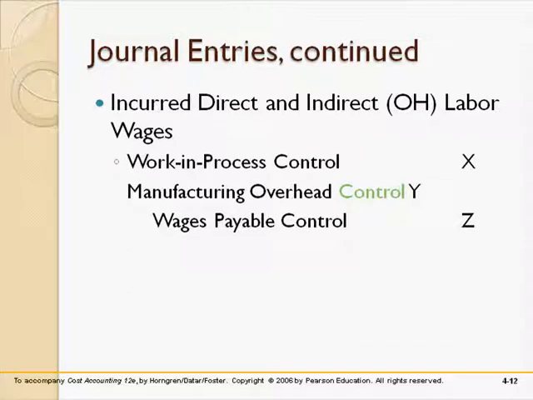Okay, when we incur direct and indirect labor, we would debit work in process control, debit manufacturing overhead control. Now that's for the indirect labor, and then we would credit wages payable, and wages payable would reflect both the direct labor portion as well as the indirect labor portion.